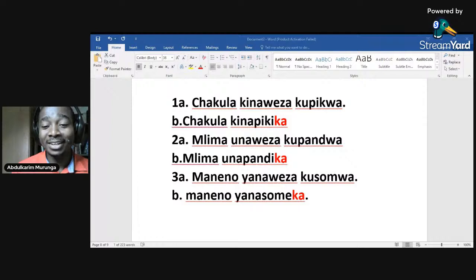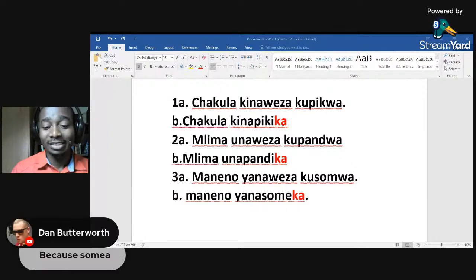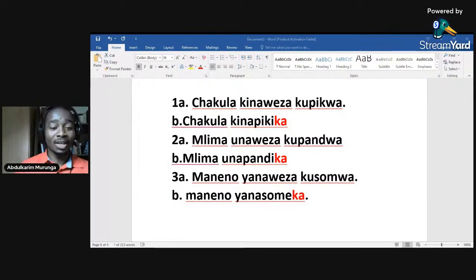Toto la Urusi yanasomeka. Kuna toto la Urusi wangapi tena jamani? Sawa sawa.